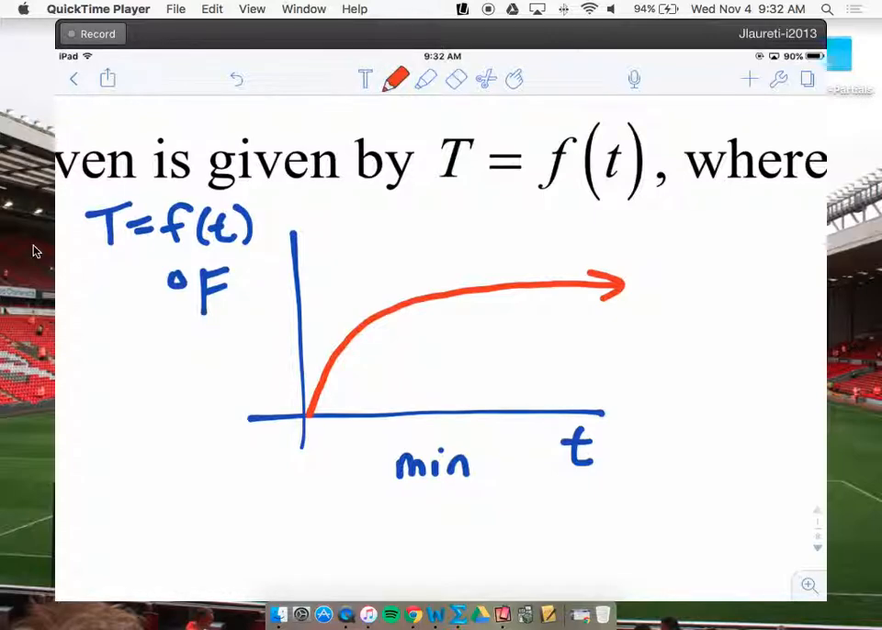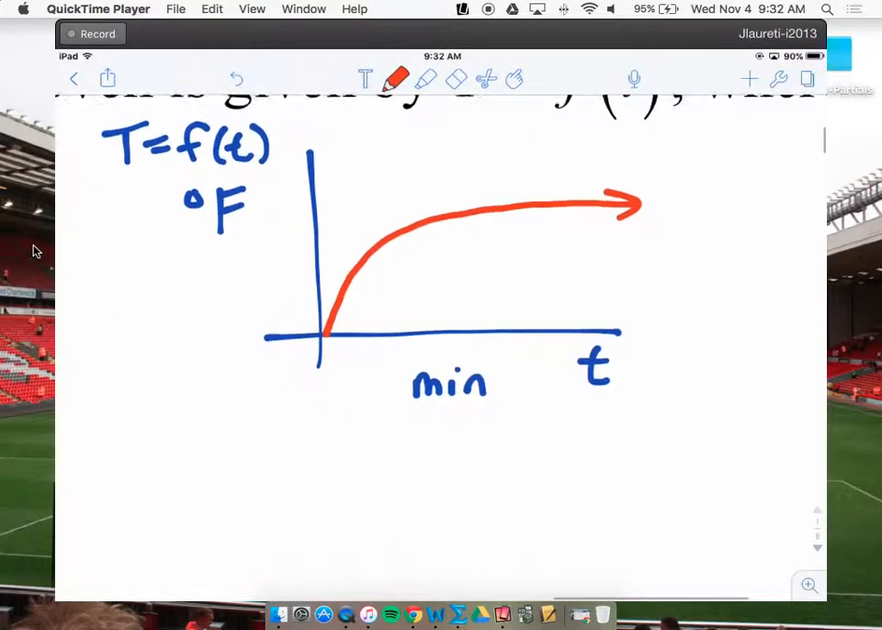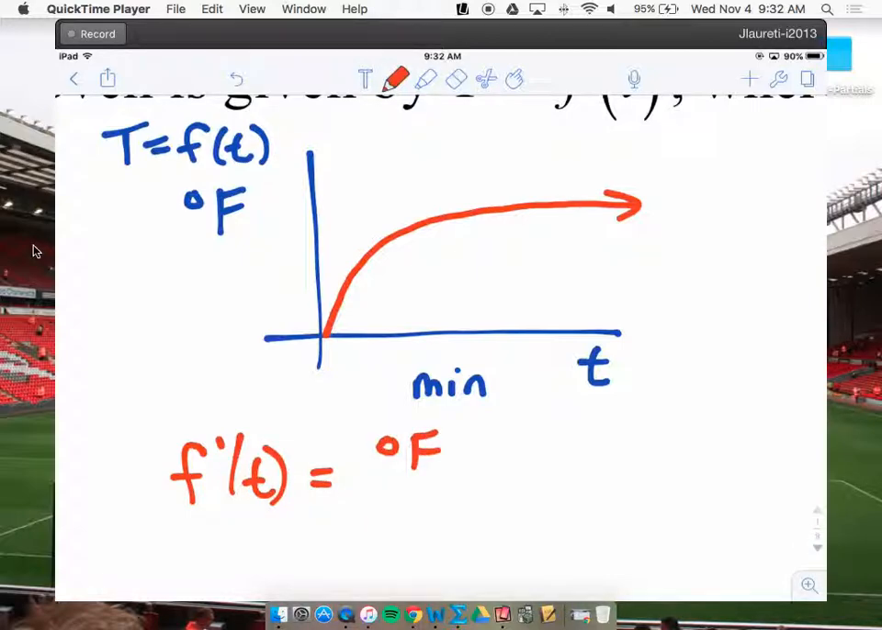What's the y-axis unit? And then the horizontal axis would be what? Minutes, right? Anytime you have a problem like this, you want to put the vertical axis units over the horizontal axis units. So f prime of t would be degrees Fahrenheit per minute. All right, so that would be your answer for letter C.